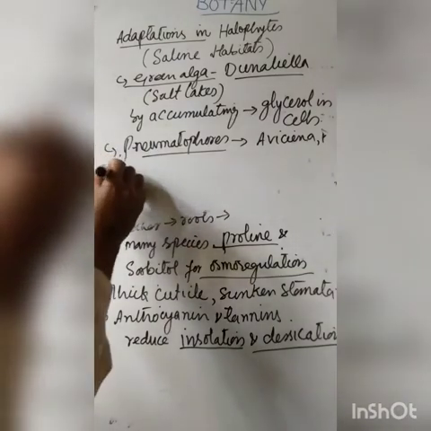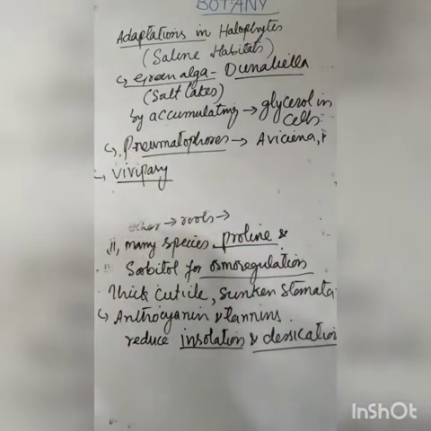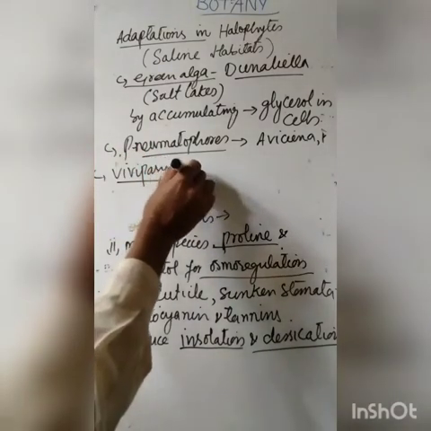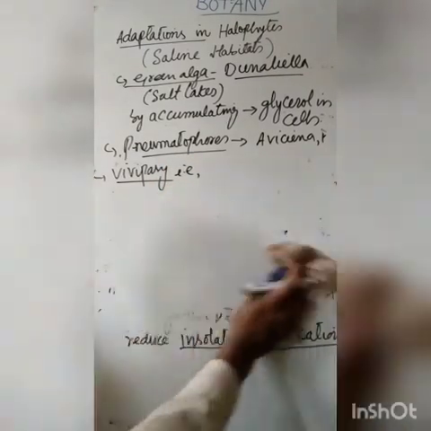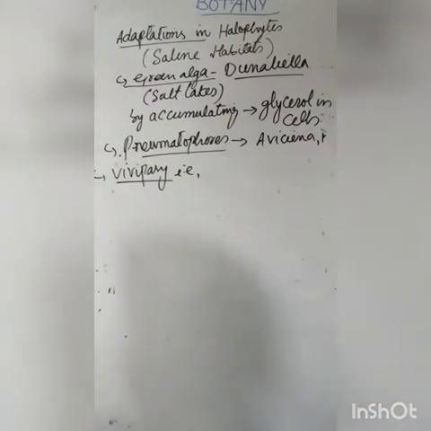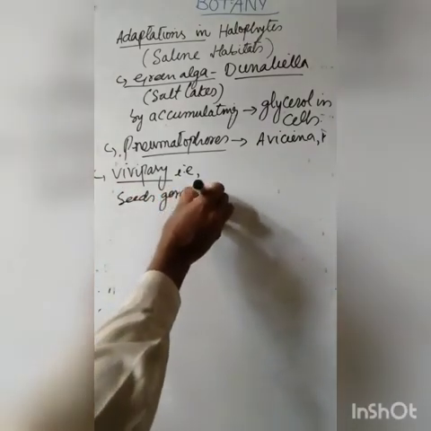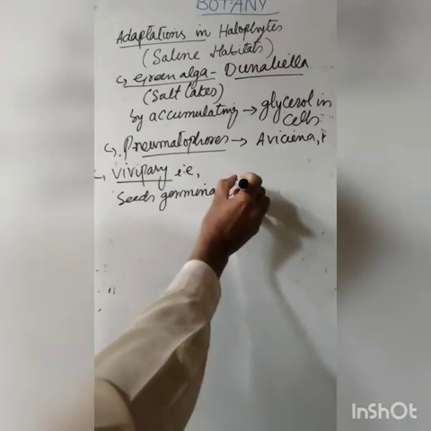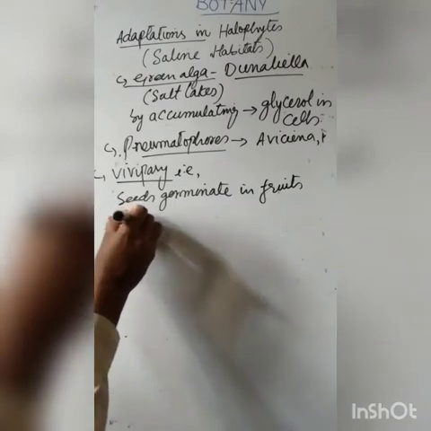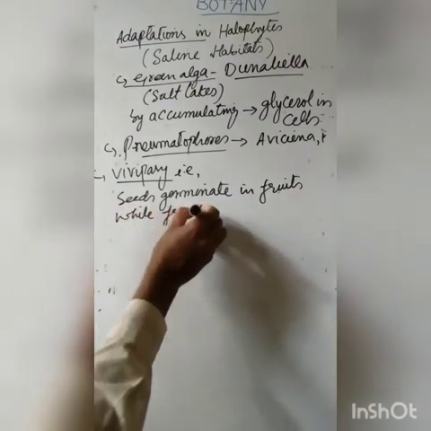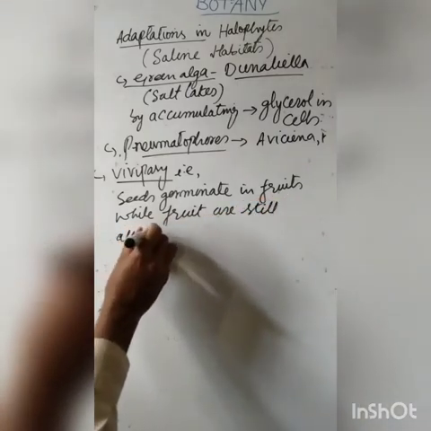And there is one that is called vivipary. This is an adaptation of halophytes in which, I have told you this many times, seeds germinate in fruits while the fruits are still attached to the parent plant.